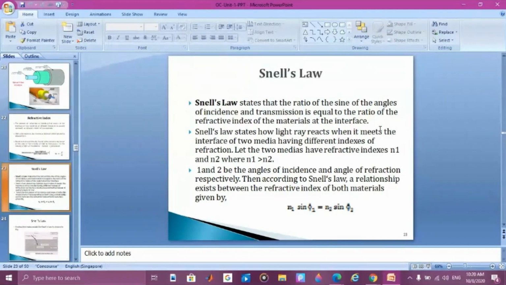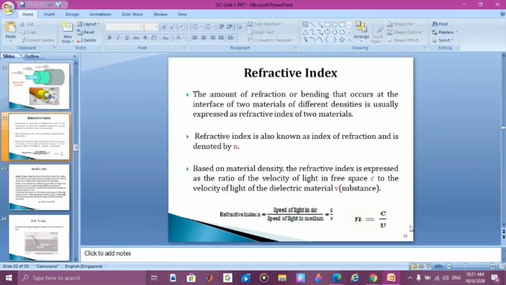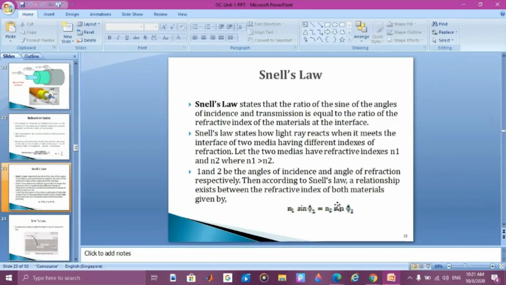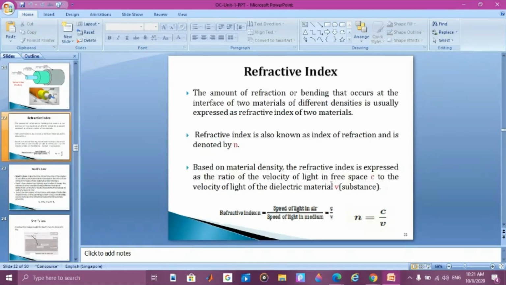So Snell's law is defined as the ratio of the sine of the angle of incidence and transmission is equal to the ratio of the refractive index of the material. Materials means both materials, air and dielectric material. So this is called Snell's law. N1 sin phi 1 is equal to N2 sin phi 2. So listen, students, please note this equation. This is used to solve the problems also.